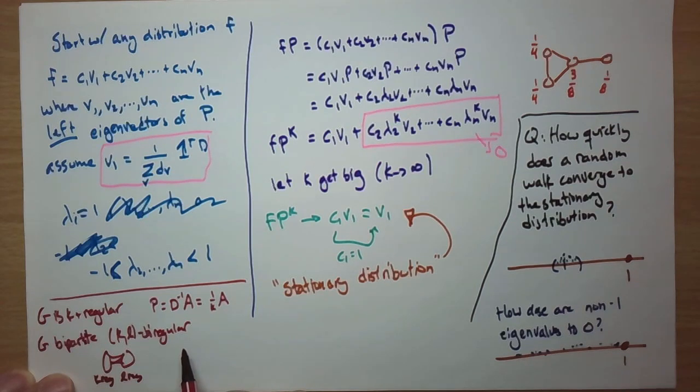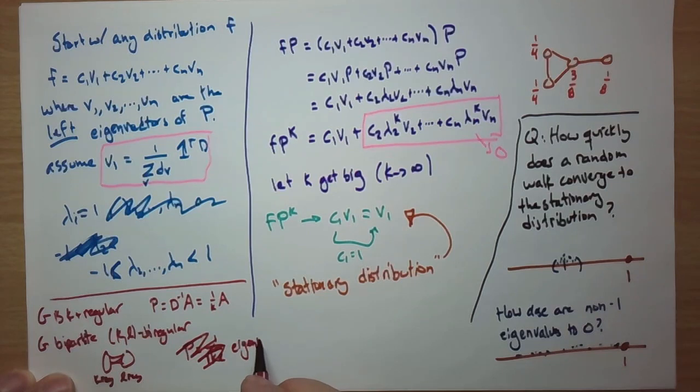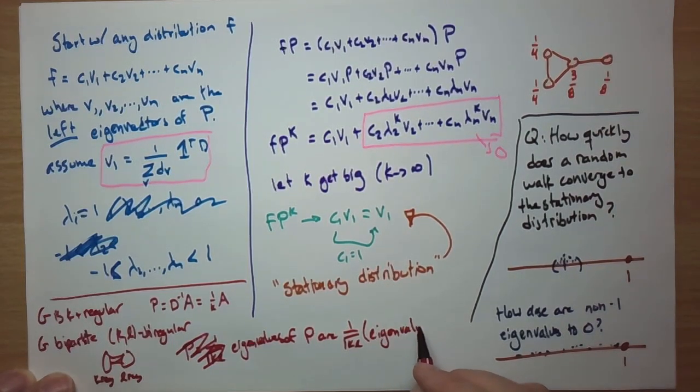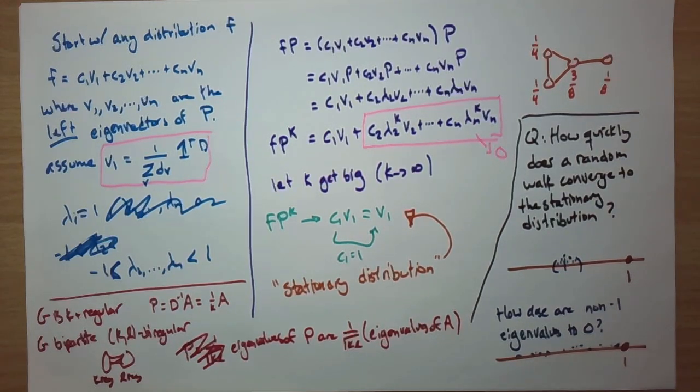Now, it turns out that P is 1 over square root KL. Well, is this right? No, it's not quite right. It's not that P is that, but the eigenvalues of P are 1 over square root KL times the eigenvalues of A. So they scale in a predictable way. And that's not too bad to show.